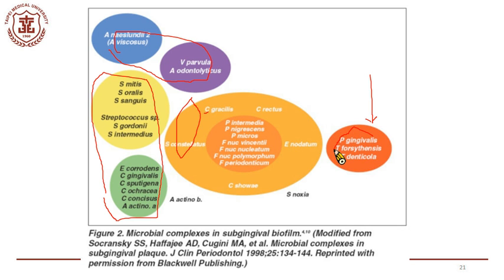So keep that in mind. This is completely red, and this is the red complex where we have the bacteria that are pathological and that will actually make you have periimplantitis or periodontitis. So P. gingivalis, T. forsythia, and then T. denticola.